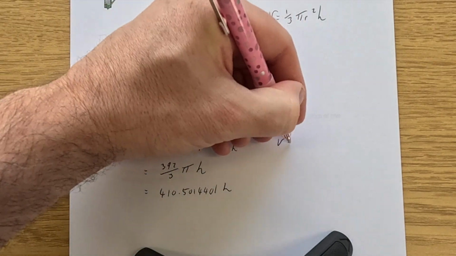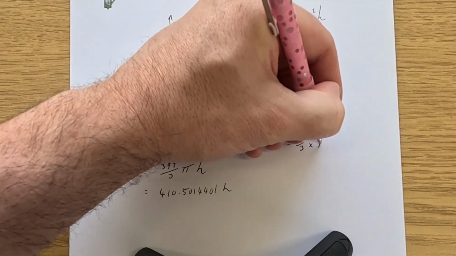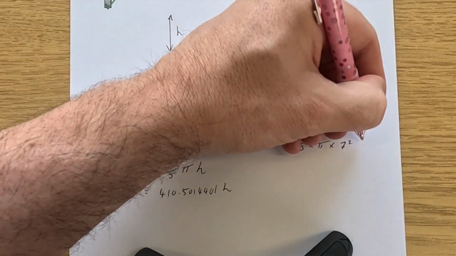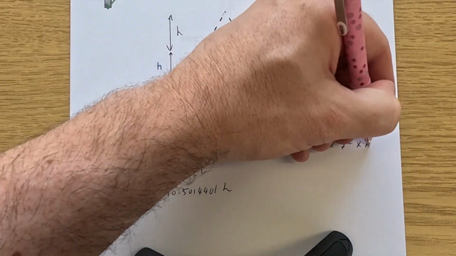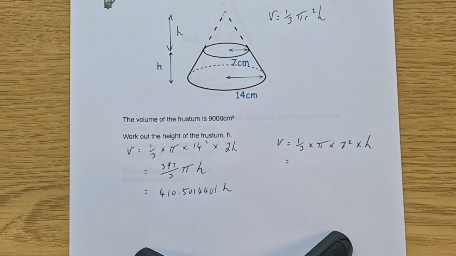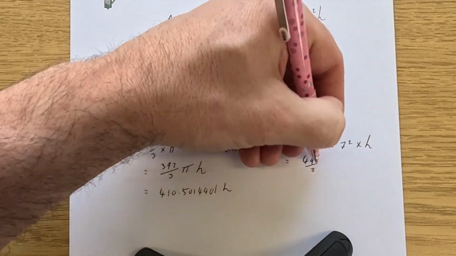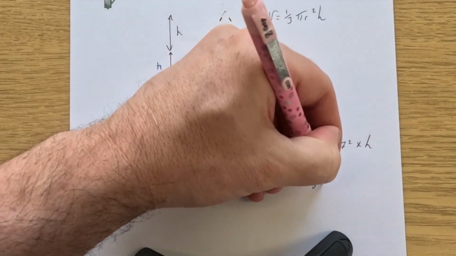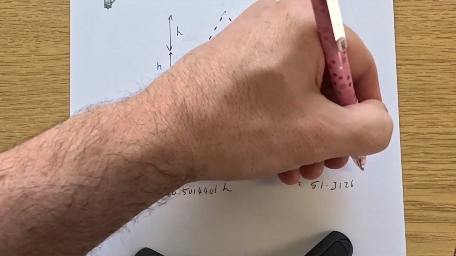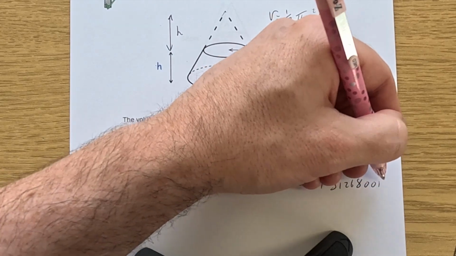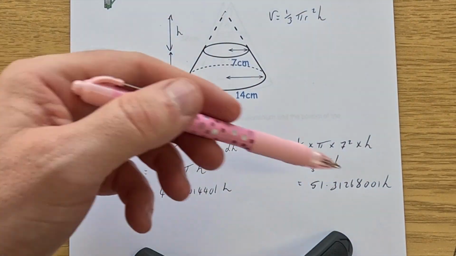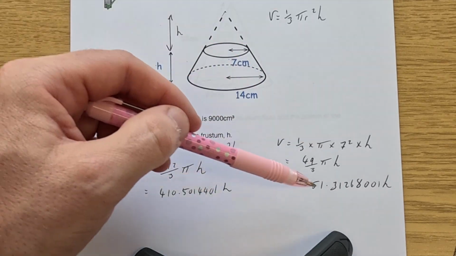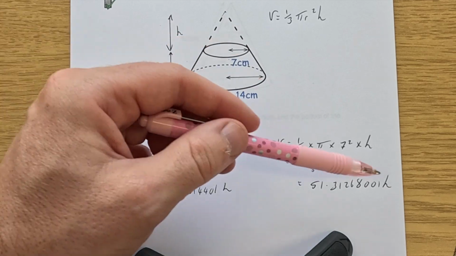In terms of the smaller cone, the volume of it would be a third, multiplied by pi, multiplied by its radius of its base, which is 7, so 7 squared, multiplied by its height, which is just h. And when we work that out, that's equal to 49 over 3 pi h, or as a decimal number, 51.3126801 h centimeters cubed. So that's fantastic. We've now found an expression for the volume of the larger cone in terms of h, and for the smaller cone in terms of h.